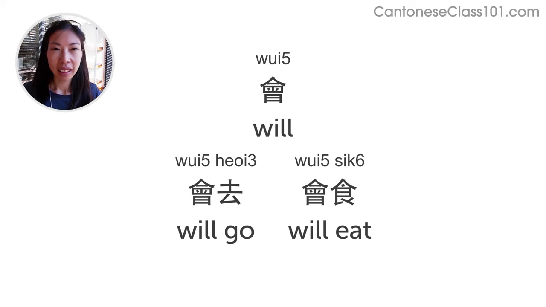Finally, let's see how to express the future tense. To express future tense in Cantonese, we usually place the character 会, will, in front of the verb. For example, 会去, will go. 会食, will eat.